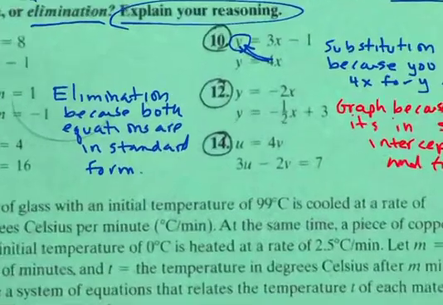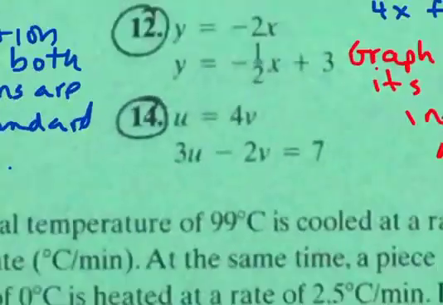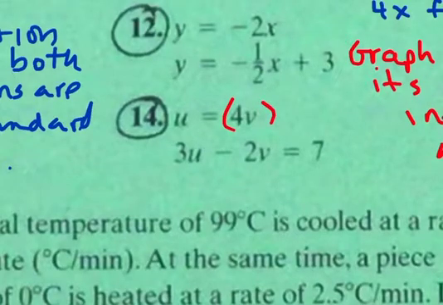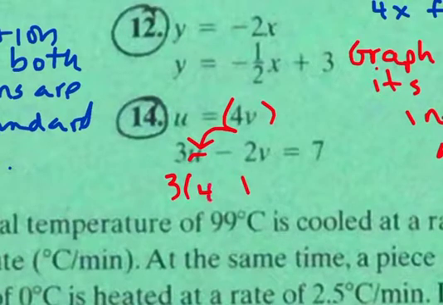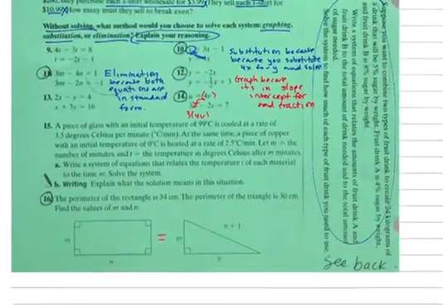Okay, number 14, I would use substitution because you can just substitute 4v for u next to 3, and you just multiply 3 times 4v and solve the rest and get your answer. Please write that down. You need to explain.